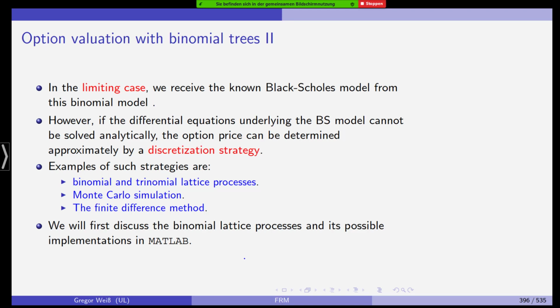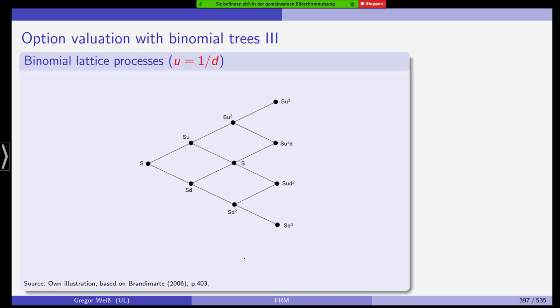we can then use a discretization strategy to arrive at a solution nonetheless. Some of these examples are the binomial and trinomial lattice processes, Monte Carlo simulation, and finite difference. So we'll start again with the binomial model and then move to the trinomial model.